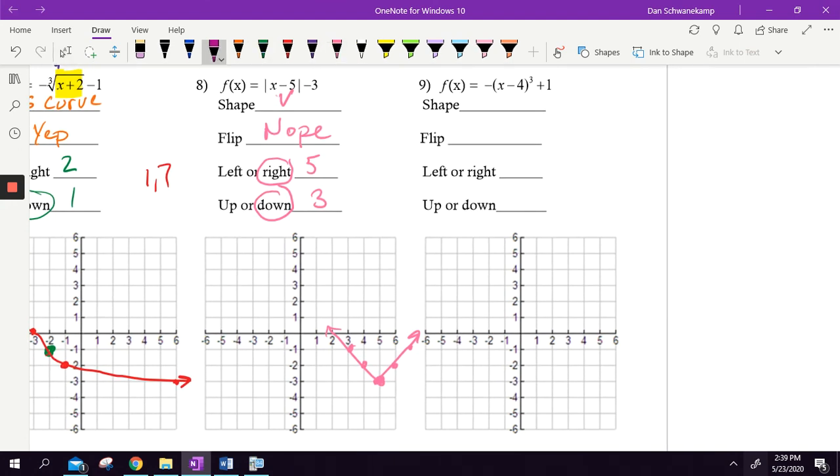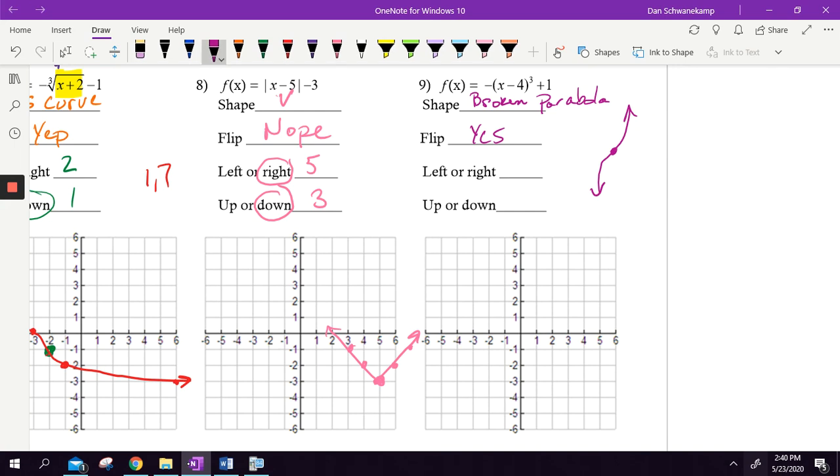Last one. Negative x minus 4 cubed. So this is a broken parabola. Eventually, you'll just refer to that as a cubic shape, because that's what it is. It's a cubic graph. It's that guy right there. But remember, it looks like a broken parabola. Did it flip? Yes. And so if we flip that, that means the shape is now going to look like that one. We're going to flip it upside down.